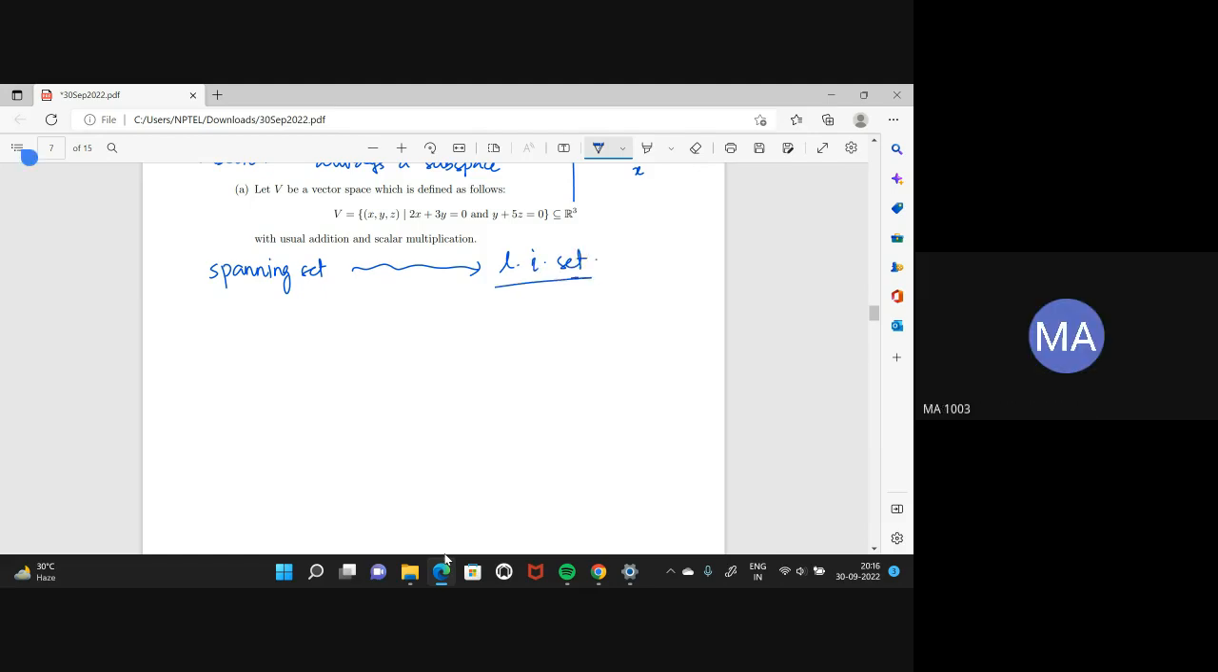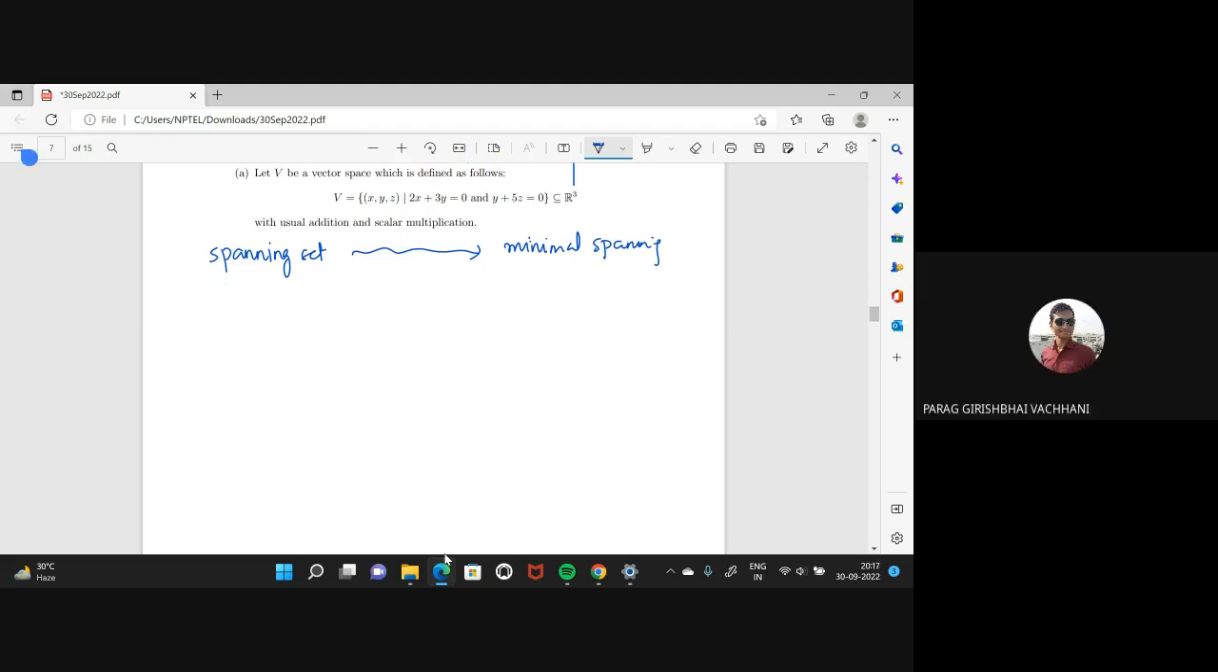Fine. Then we would have reached a basis, right? Or convert it into a minimal spanning set. As simple as that. Minimal spanning. That is, you make sure that it is linearly independent. That's all.